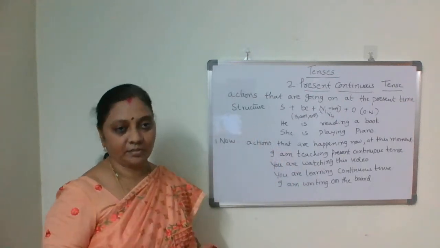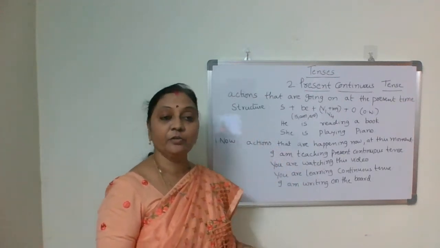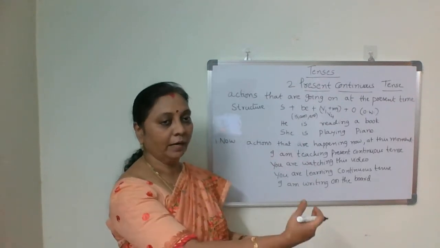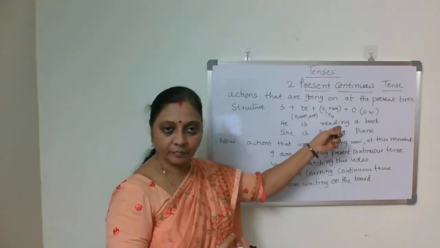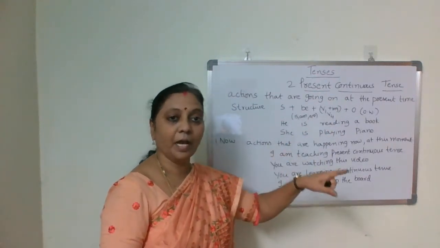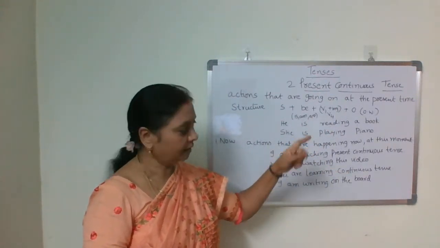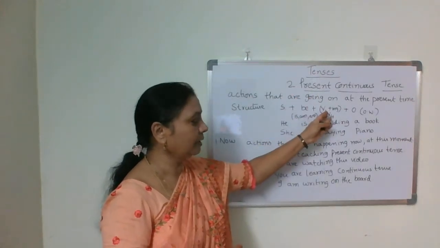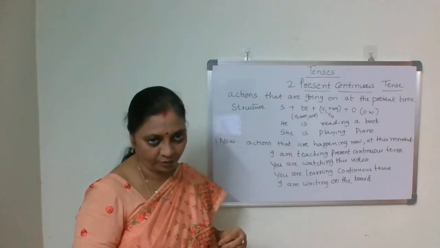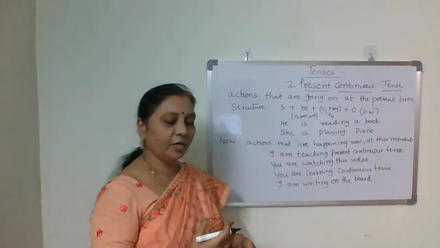Then what is the structure here? In the continuous actions, we take the base verb and add the ing form to it. Base verb is V1 form. For that we add ing form, isn't it? So it is present tense, so we take up base verb V1 only, adding ing form, it becomes V4, isn't it?